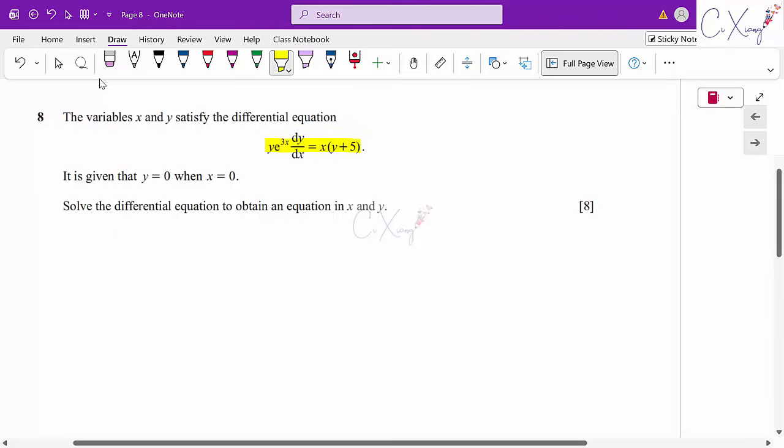Okay, then it is given that we are having x equals to 0, y equals to 0. This is the initial value given. Then we are using it to find the constant term later, right? So solve the differential equation to obtain an equation in x and y.